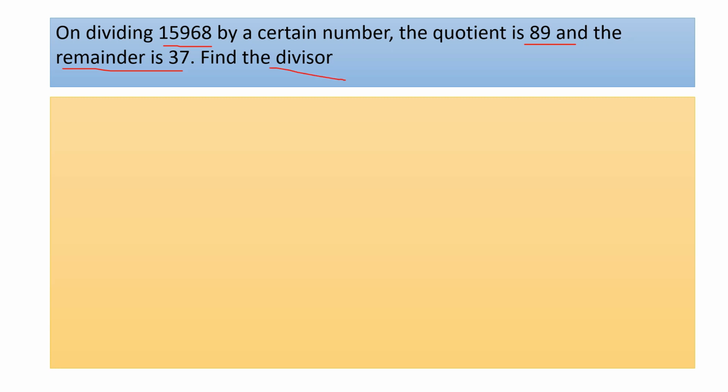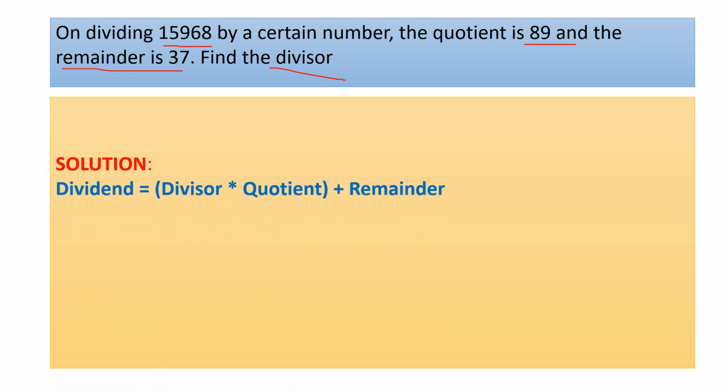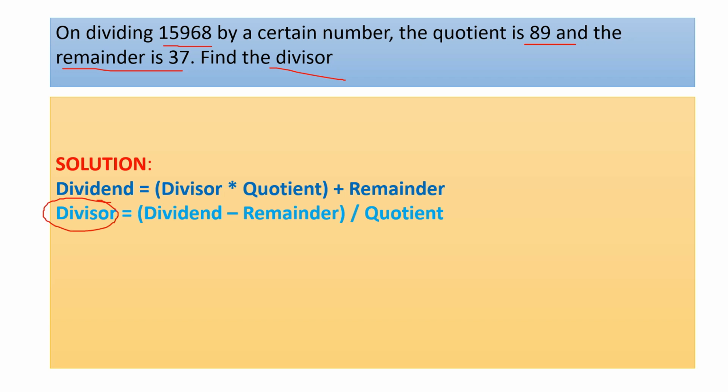We know the formula. Let's see the solution. Dividend is equal to divisor into quotient plus remainder. So here we have to find the divisor. Accordingly, I'm reformatting the given equation. I'm subtracting the remainder from the dividend and then dividing the dividend minus remainder by the quotient. So this is how we have reformatted the given equation.